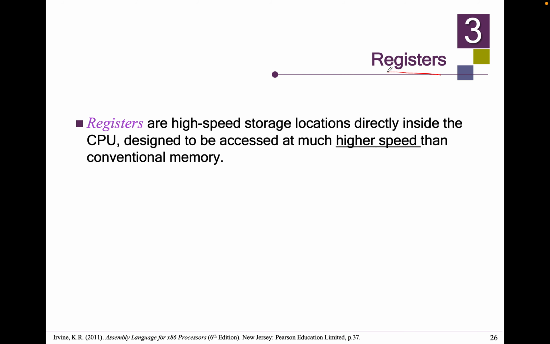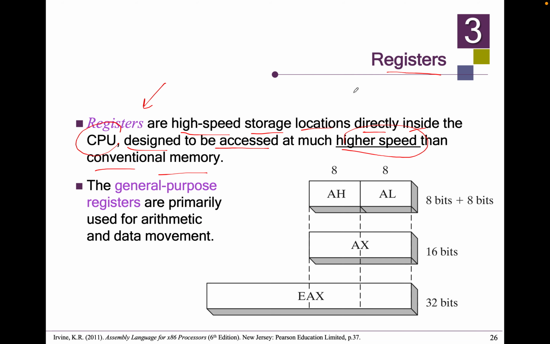So what is a register? Registers are high-speed storage locations directly inside your CPU, which are designed to be accessed at much higher speed than your conventional memory. If you compare to your hard drive, a register is much higher in speed, and it's easy for your computer to access. So that is on register.